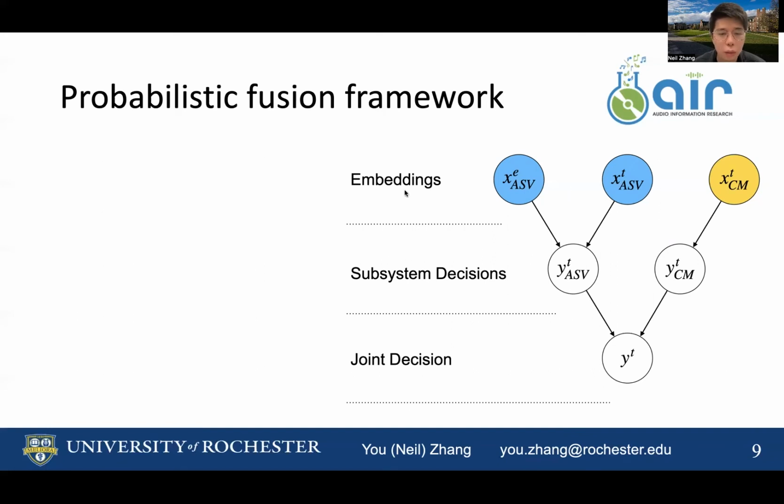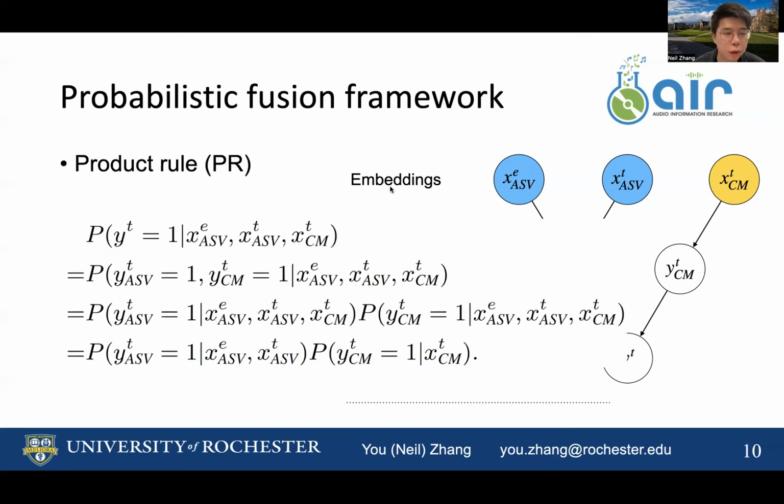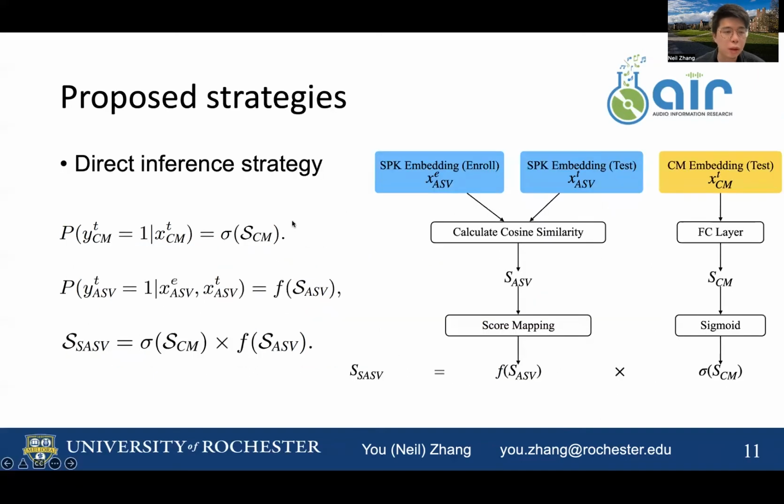So based on this graphical model, we can derive the formula from the product rule. Finally, we need to predict the probability of Y_T equals 1 given these three embeddings, and only if these two subsystem decisions are both positive, that is, equal to 1. The first equality is by the definition of spoofing-aware speaker verification. The second equality is based on the conditional independence, where we assume the ASV subsystem is independent from the CM system. The last equality is based on the graphical model, where the ASV part is only dependent on the speaker embeddings, and the CM part is only dependent on the CM embedding. So based on this probabilistic fusion framework, we propose different strategies.